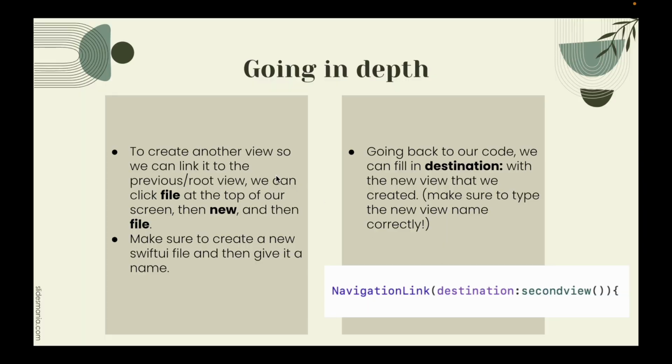To create another view that we can link to the root view, we can click File at the top of our screen and then New and then File. Make sure to create a new SwiftUI file and then give it a name. Going back to our code, we can fill in the destination with the new view that we created. Make sure to type the new view name correctly. Clicking on the navigation link will lead us to the second view.